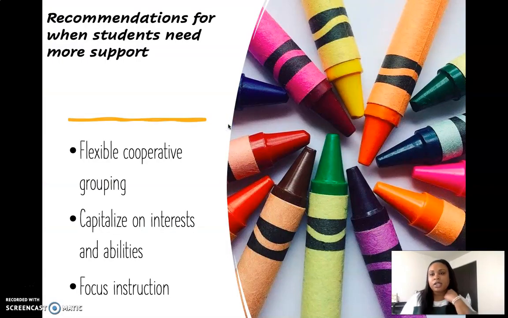Okay, now we're going to discuss some recommendations for when students need more support. Now, not all students are going to need extra support, but you will have some who may need it, and that's okay. Okay, so I would use flexible cooperative grouping. And I would use this in my classroom because it will allow for students to learn from and with others. Okay, we know that students often learn better when they are being taught by their peers. So this is a really good tool that you can use.